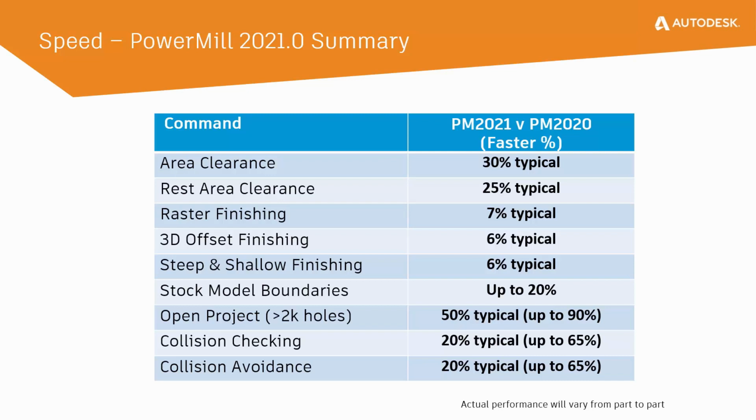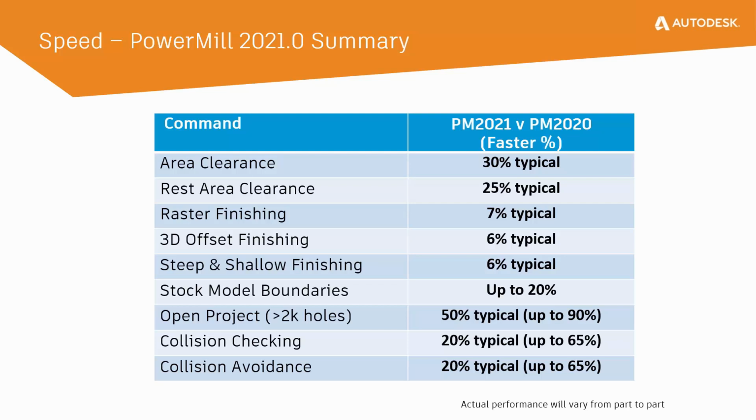I mentioned project opening times, specifically projects that contain lots of hole features for drilling. You'll notice a typical performance gain there of around 50%. So those large projects are going to be opening up 50% faster in this release than the previous release. And then finally, our collision checking and collision avoidance functionality has also been sped up by typically around 20%.